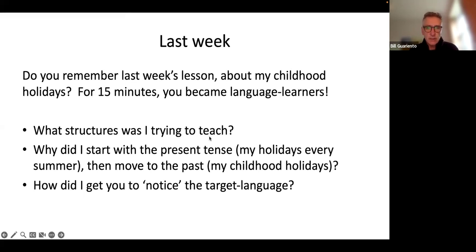So here are 3 questions to see if you can remember last week's lesson. Question number 1, what structures was I trying to teach? Question number 2, why did I start with the present tense, my holidays every summer, and then move to the past, my childhood holidays? And then question number 3, how did I get you to notice the target language? So I think, Takwa, you have your hand up for the first question. What structures was I trying to teach, Takwa?